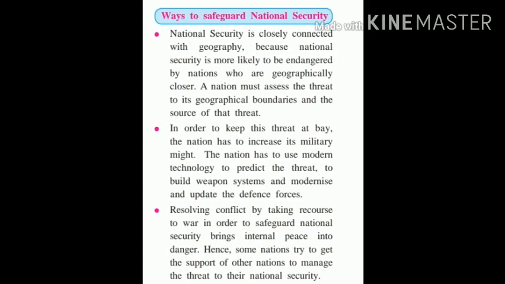For example, if India is going to challenge Pakistan, Pakistan will definitely take the help of someone, and with that help they can manage their national security. So in wartime, many countries always take support from strong countries to manage the threat to their national security. So in short, all the countries take the help of other countries to manage the threat to their national security. These are the ways to safeguard the national security of our nation.